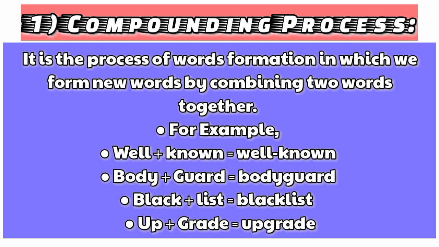As in examples, it's clear: well plus known. This is one word, well, and known is another word. We are combining both these words and we get the new word well-known. Another example is body plus guard, bodyguard. Black plus list, blacklist. Up plus grade, upgrade. So this is how we form new words by adding two words, and this process is known as the compounding process.